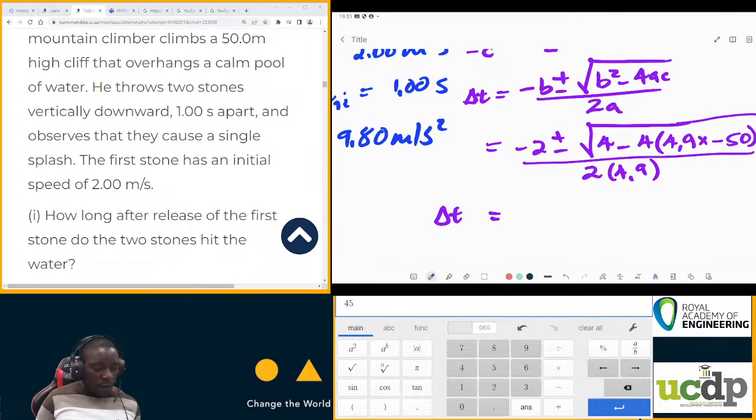So let's see, minus 2 and minus, so the most appropriate answer there will be when we are considering the positive part of that rooted term. So we have minus 2 plus the square root of 4, that's plus 200 times 4.9.